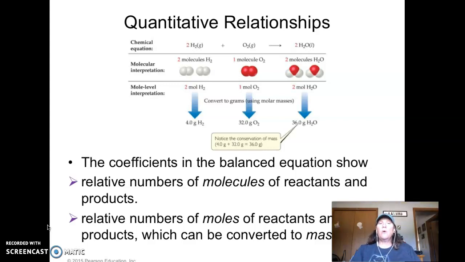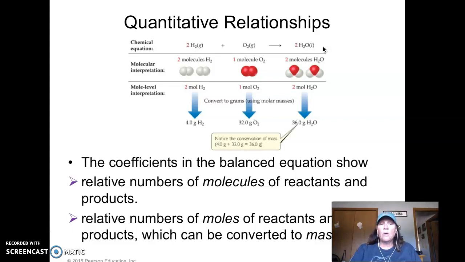One thing to remember about doing these problems is if you don't have a balanced equation, you cannot do them. Because if you look at a balanced equation, here's a simple one, 2H2 plus O2 yields 2H2O. These numbers represent moles. So we have 2 moles of hydrogen to every 1 mole of oxygen to every 2 moles of water. We use those when we're trying to figure out relationships between reactants and products.